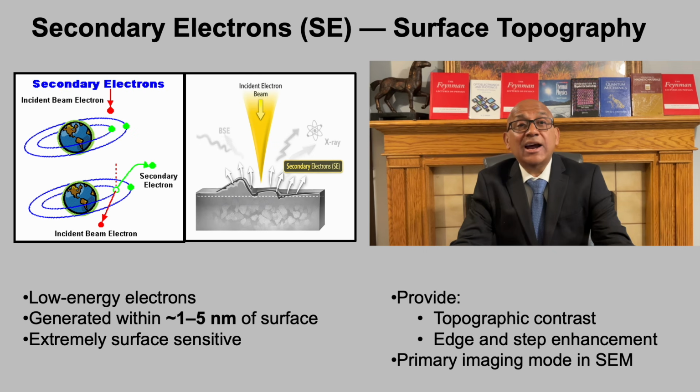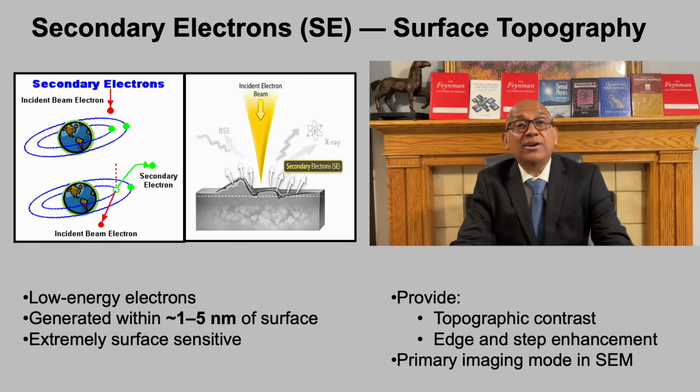Secondary electrons are low-energy electrons generated extremely close to the surface of the specimen, typically within just a few nanometers. Because these electrons originate so near the surface, only those produced at or very close to the topmost layers can escape and reach the detector. As a result, secondary electrons are highly sensitive to surface geometry.